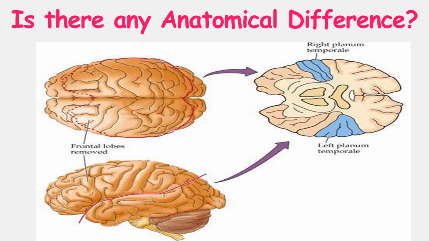There are also some chemical differences between the two hemispheres. The concentration of dopamine is greater on the left side in right-handed individuals. But the physiological significance of this chemical difference is unknown. We know the anatomical difference, but the chemical difference is unknown.